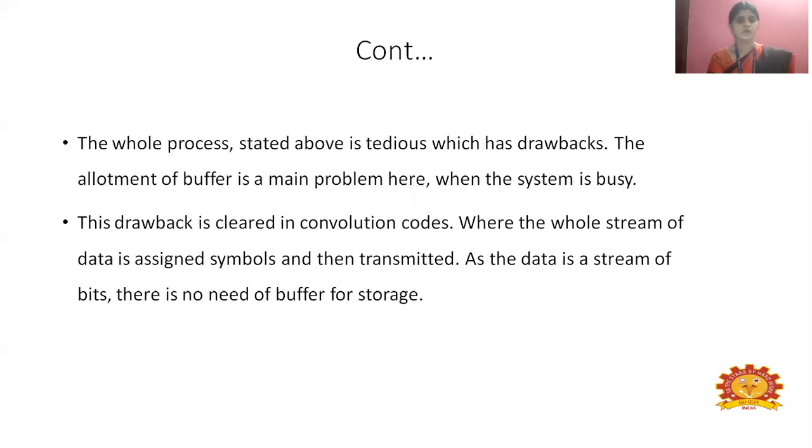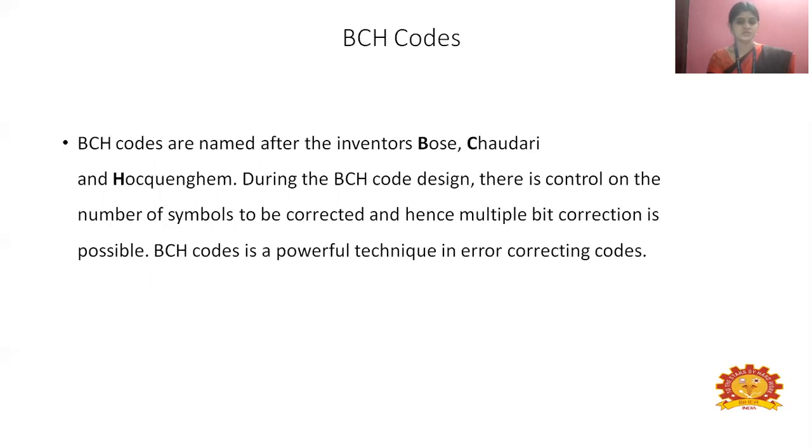The whole process above is tedious and has a number of drawbacks. The drawbacks are cleared in the convolutional codes, where the whole stream of data is assigned symbols and then transmitted. As the data is a stream of bits, there is no need of a buffer for storage.